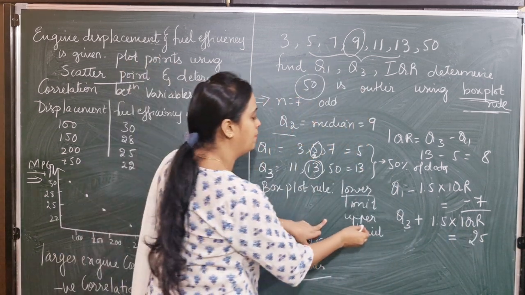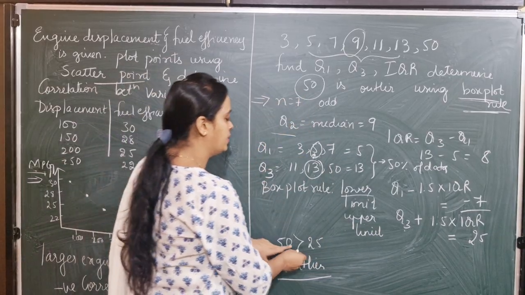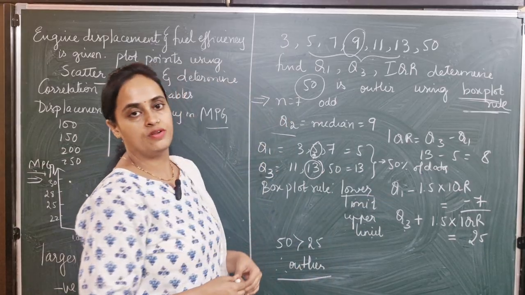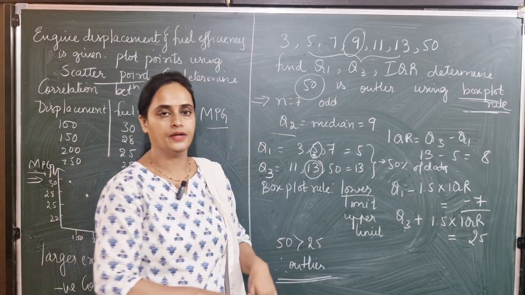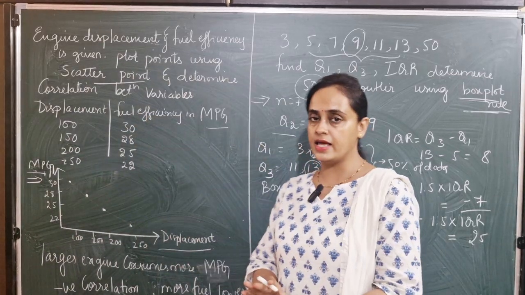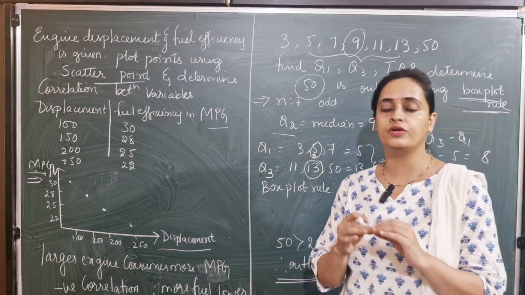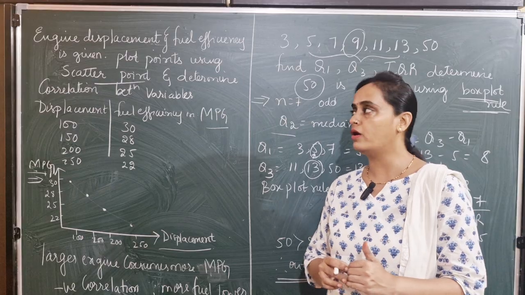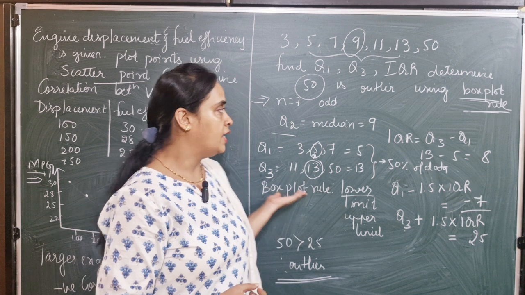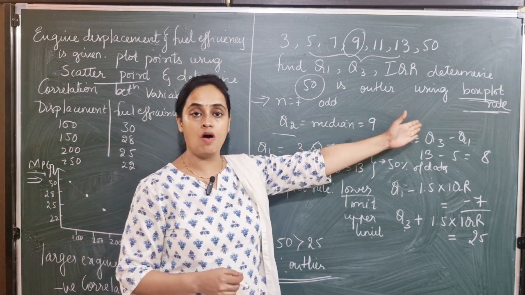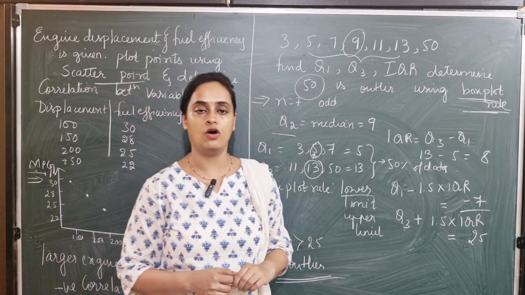Now, when you compare with the upper limit, the given value is 50 and 50 is greater than the upper limit. Whenever the given value crosses the upper limit, such a number is known as an outlier. So, this problem clearly tells how to find the relationship between two different parameters and how to plot them using a scatter plot. Once again, this is an important topic. Next, for any given data set, we use the box plot rule to identify whether the given number is an outlier or not.